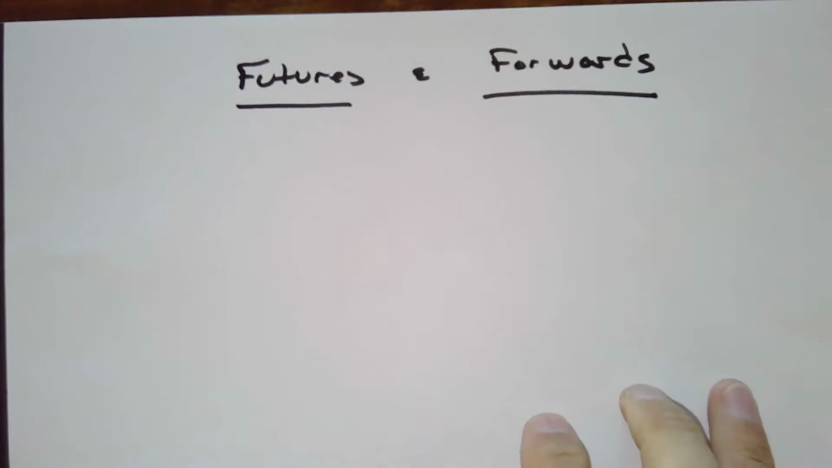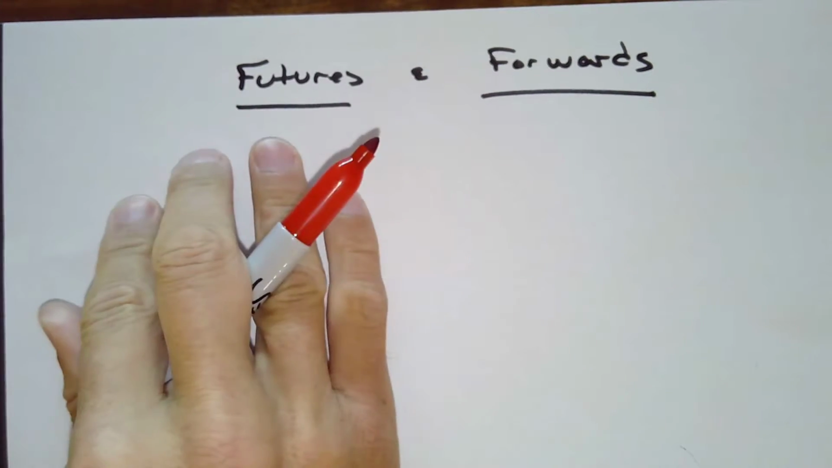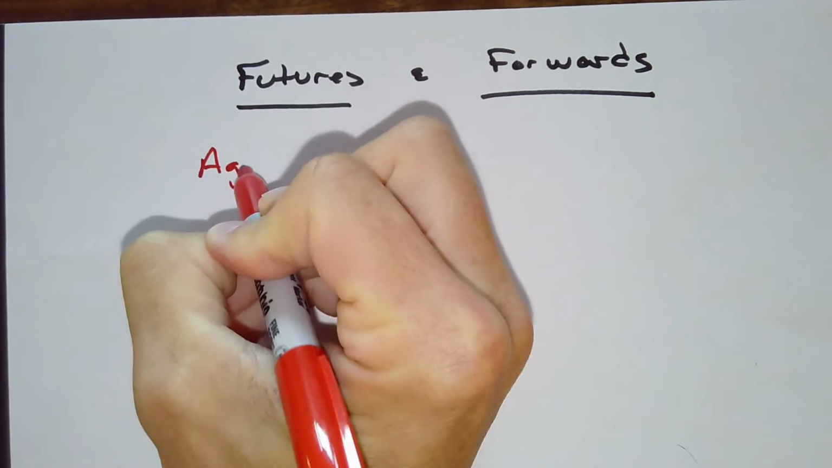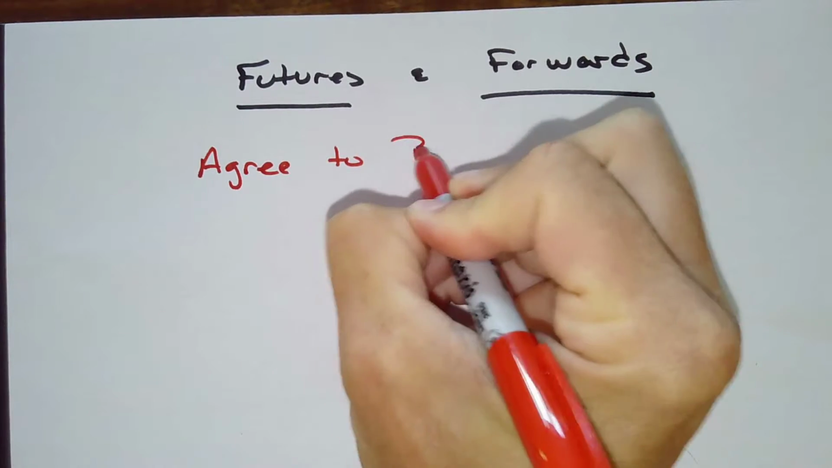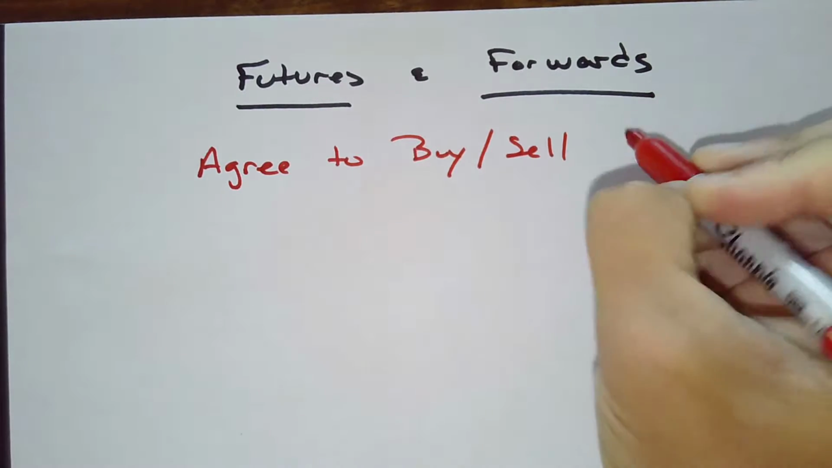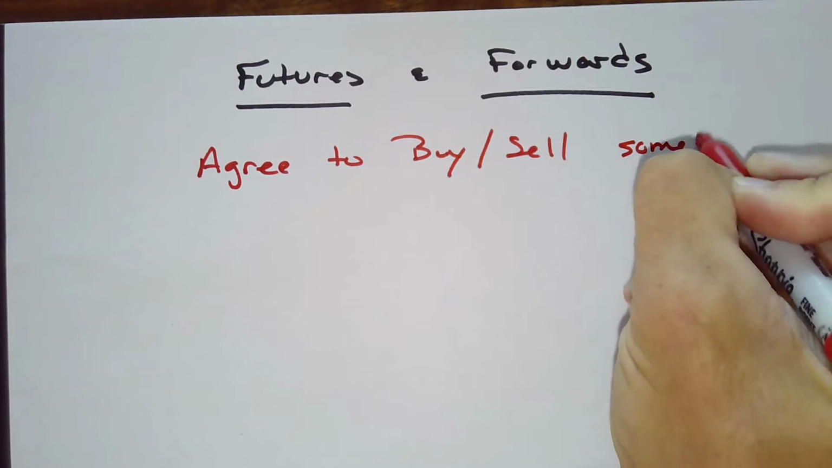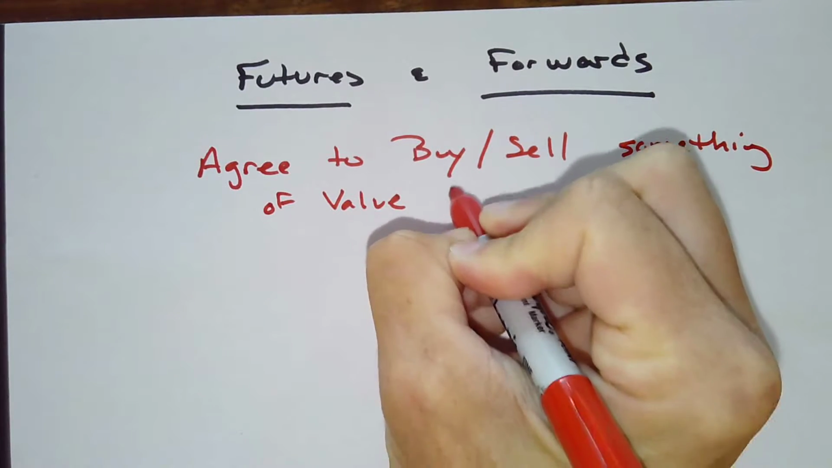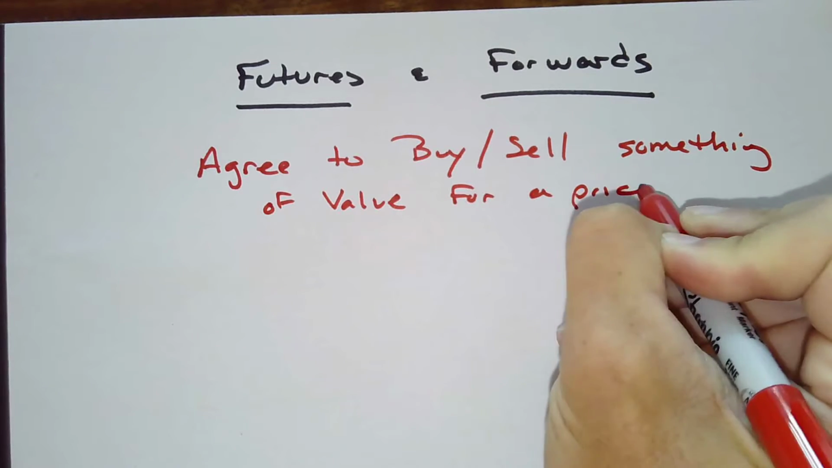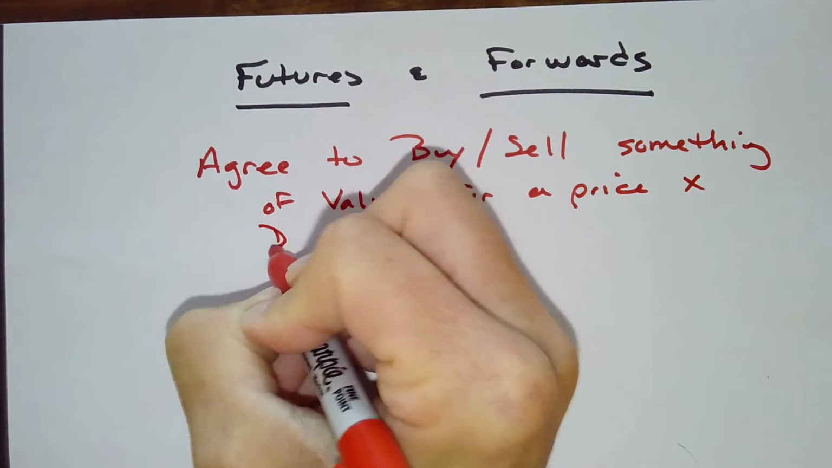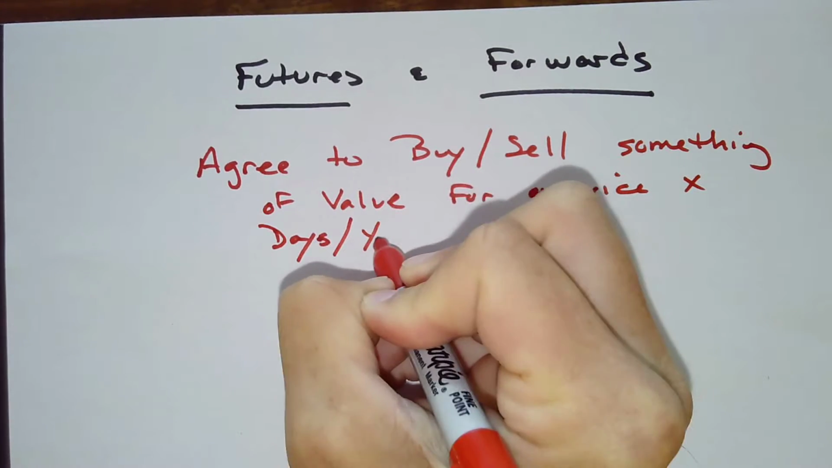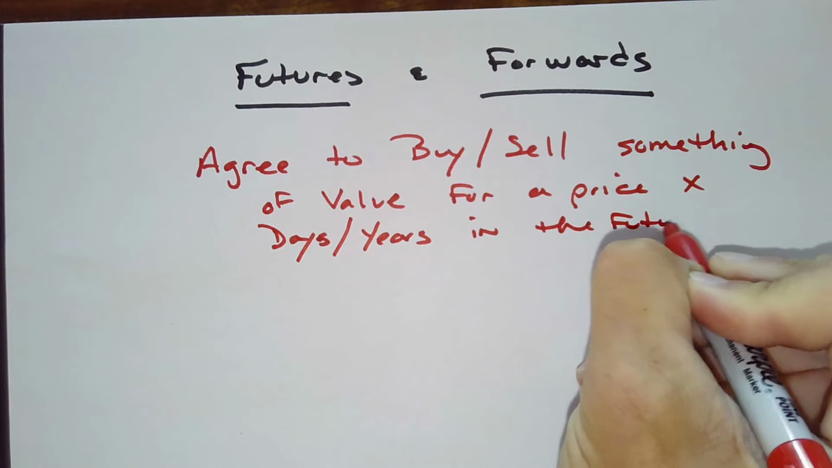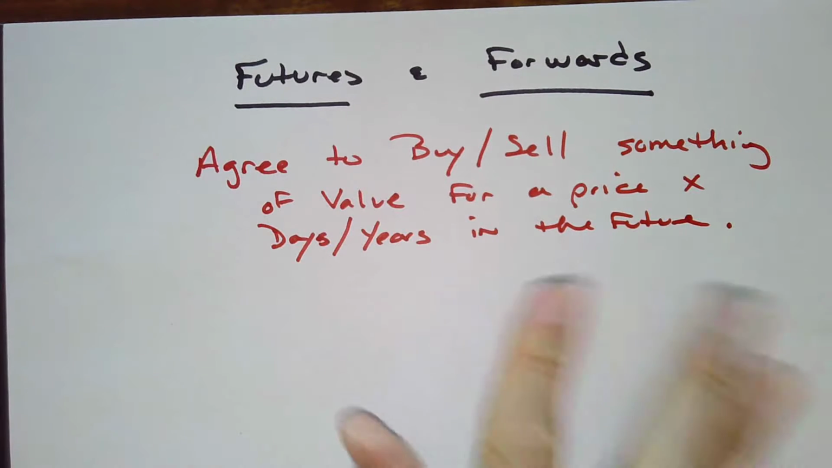Well, what they both do is we enter into a contract with a counterparty where we agree to buy or sell something of value for a price X days, years in the future. Okay? That's all this does, right?